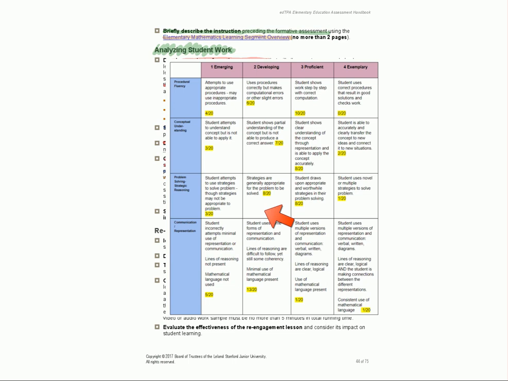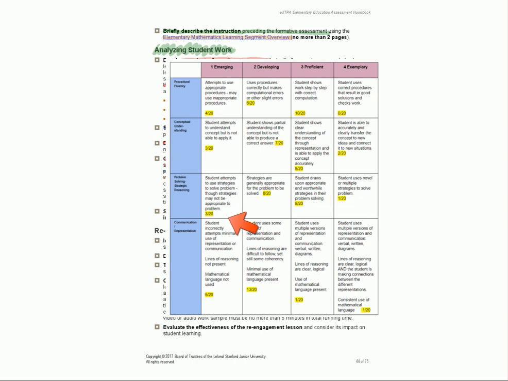But if we go up here, we can see also that in problem-solving strategic reasoning, we had 11 students of the 20 not meeting proficiency. So 11 students. And these 3 students, the student attempts to use strategies to solve problem. Those strategies may not be appropriate for the problem. These 3 students struggled in a particular way. So 3 of my 20 students struggled with representing with problem solving by not being able to show good problem solving strategies or something like that. So this is a pattern of learning.